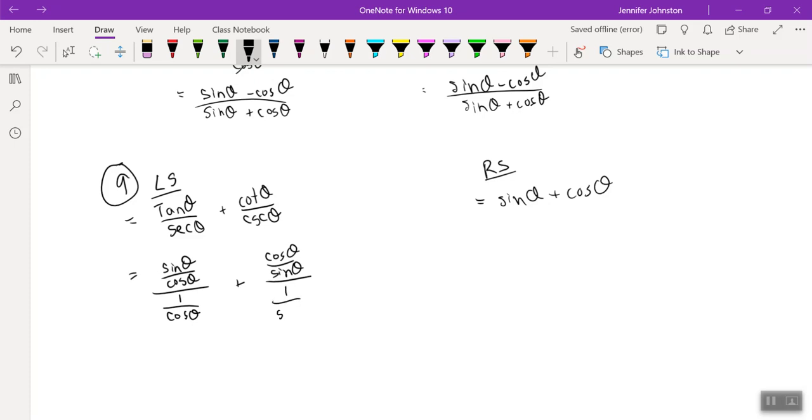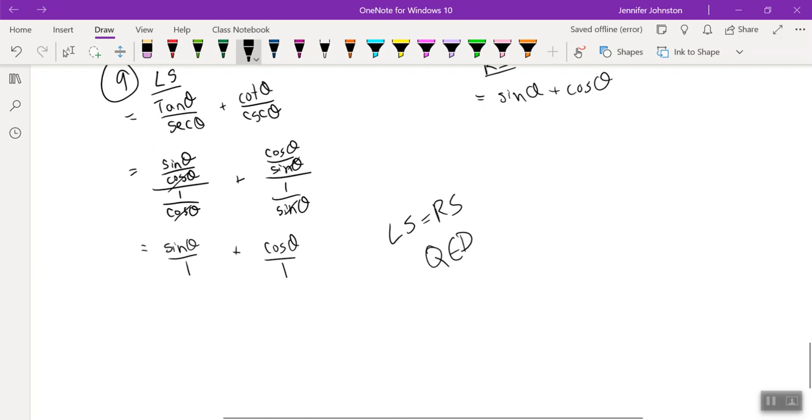Cosecant is the same as 1 over sine theta. Great, let's go flip these around. So we can see that this is going to be sine divided by cos multiplied by cos over sine, or cos over 1. So those coses are going to cancel out, and we're left with sine theta divided by 1. And then these sines are going to cancel out, and we're left with cos theta divided by 1. Do we get the same result? Yeah, left side is equal to right side. That's a nice easy one.